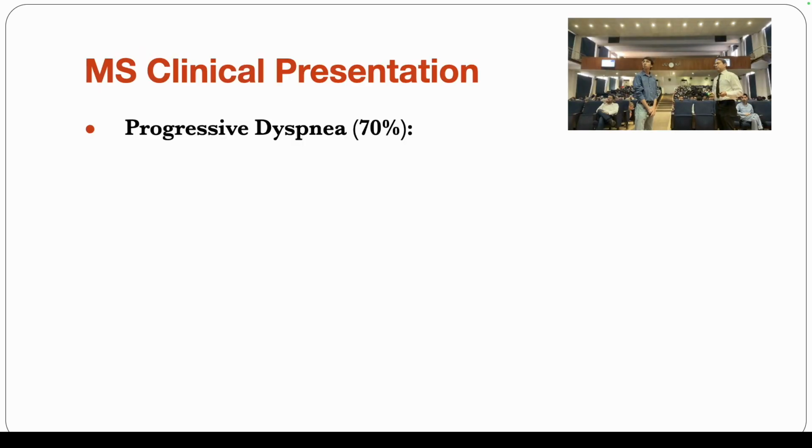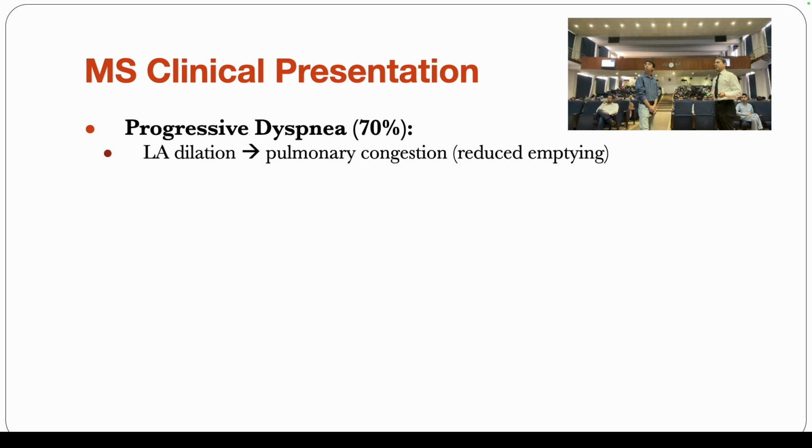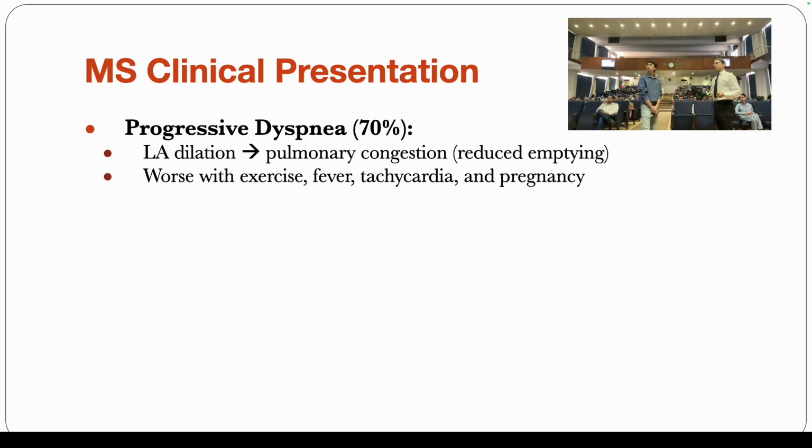Clinical presentation is progressive shortness of breath. LA dilatation causes pulmonary congestion, and there is decreased lung compliance. It worsens with exercise, fever, tachycardia, and pregnancy. Anything which causes tachycardia is going to worsen MS. The MS symptoms will worsen.